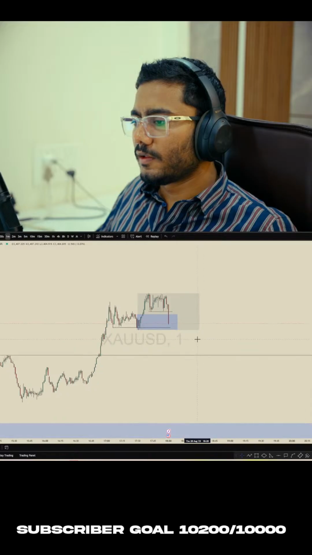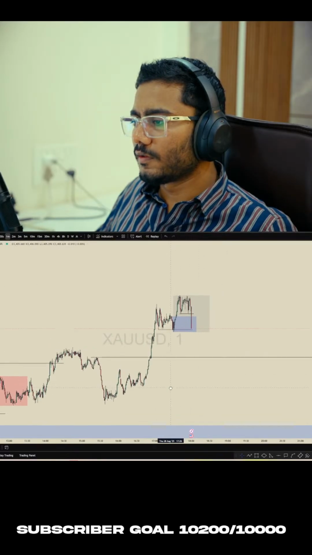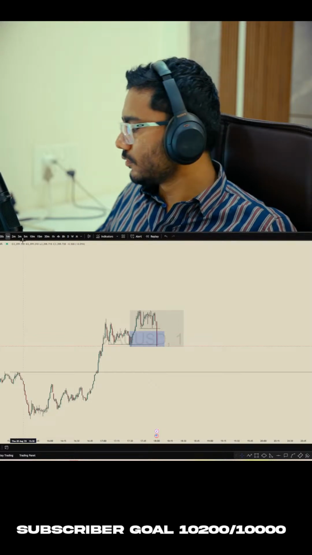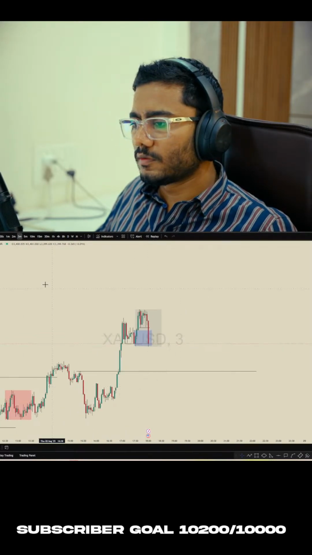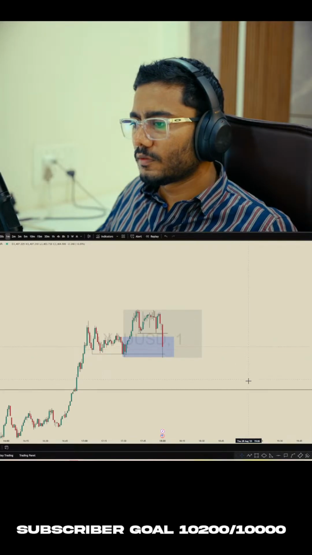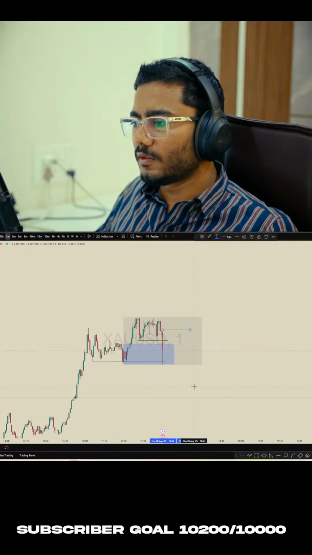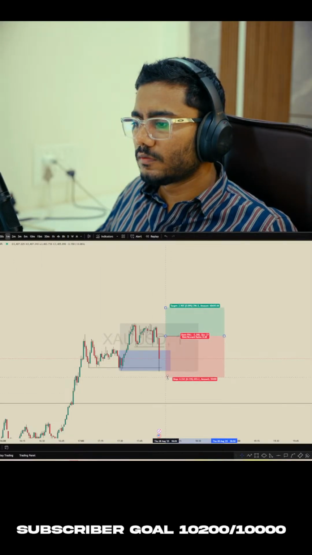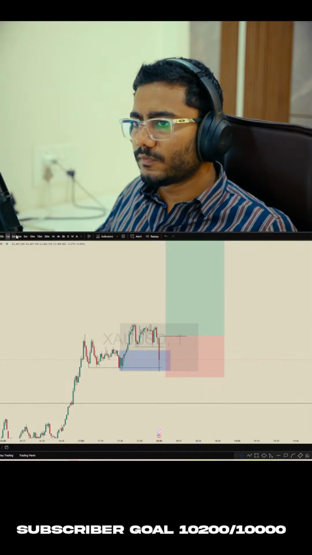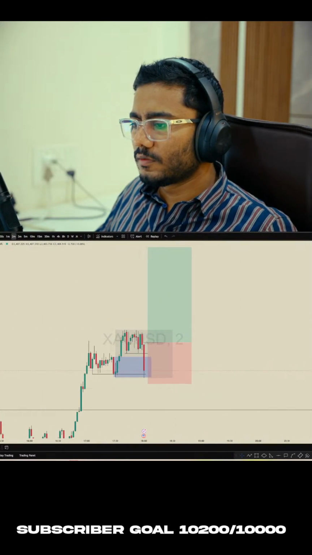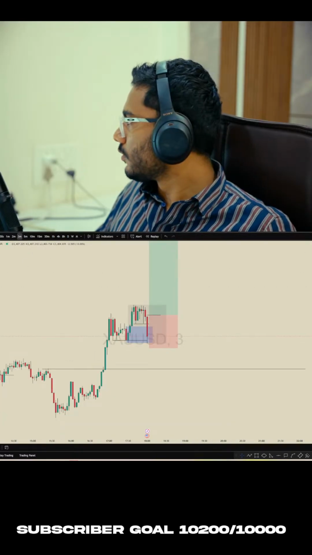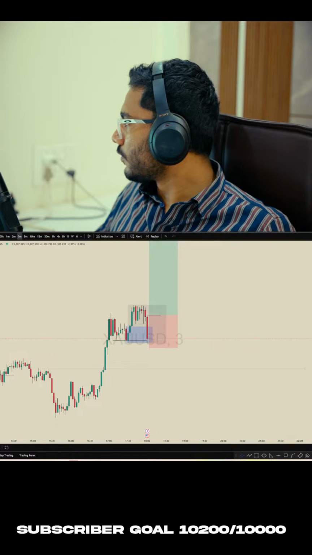Let's wait for reversal price to, if this breaks, then we'll look for another reversal. Let's wait for this high to break, then we can look for buy sell entry. Keep your risk very low. See what's the result.